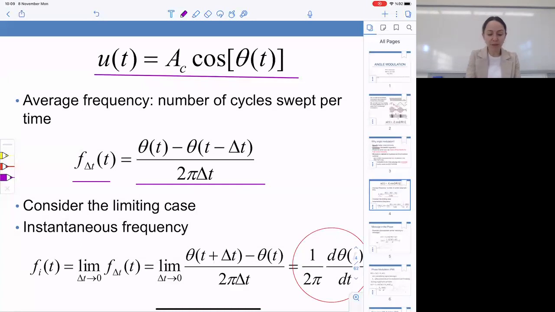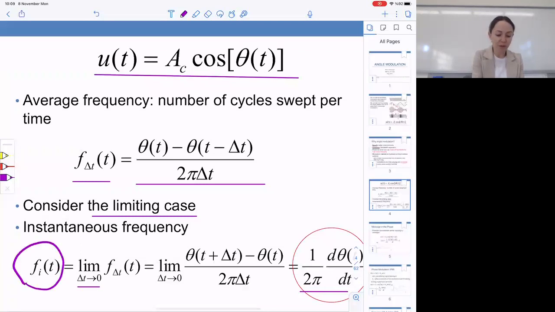Right, let's consider the limiting case. Suppose we are taking delta t to 0. This corresponds to differentiating theta and dividing by 2 pi. We will call this thing fi of t, the instantaneous frequency.